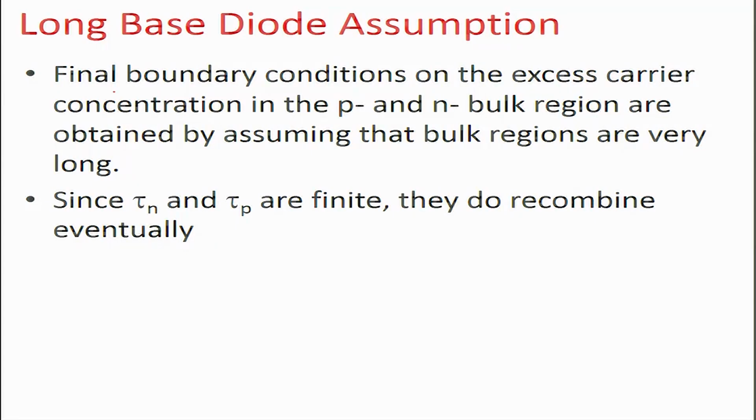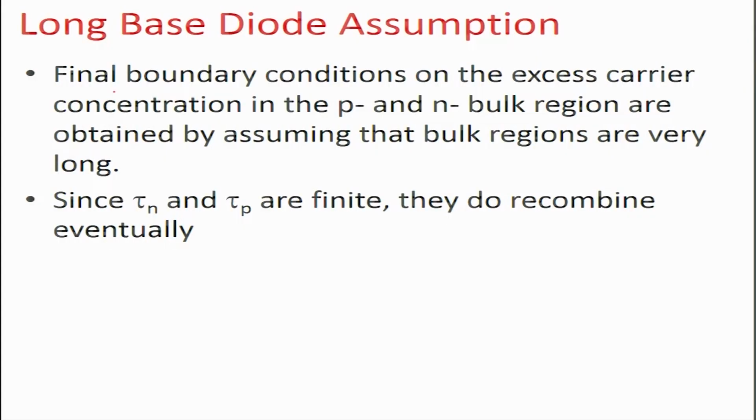Final boundary conditions on the excess carrier concentration, because remember we have got the expression for delta P, but we also have the recombination term in the minority carrier continuity equations that we wrote earlier. So we actually need to solve those equations. For that we first need to assume that bulk regions are very long in comparison to the depletion region.